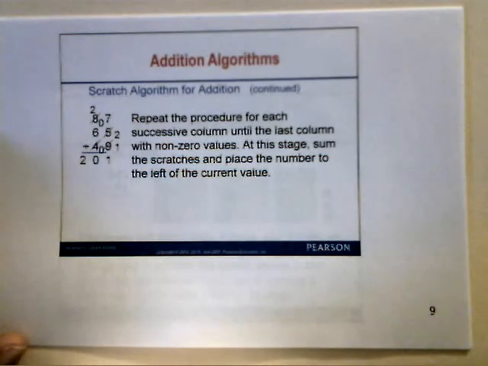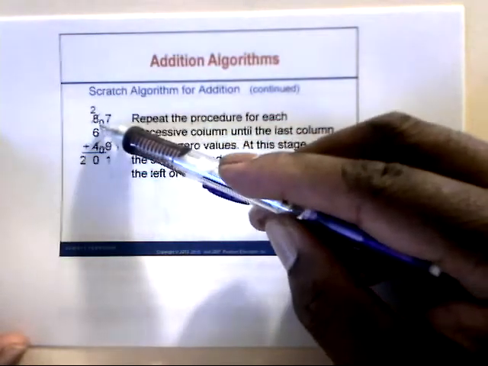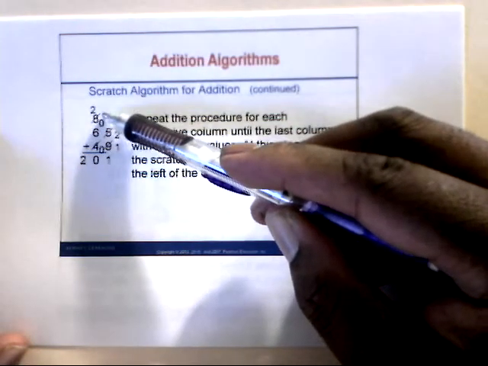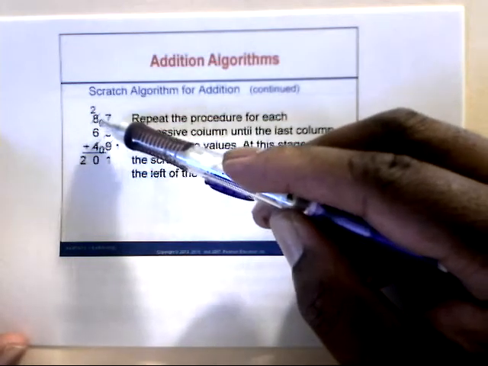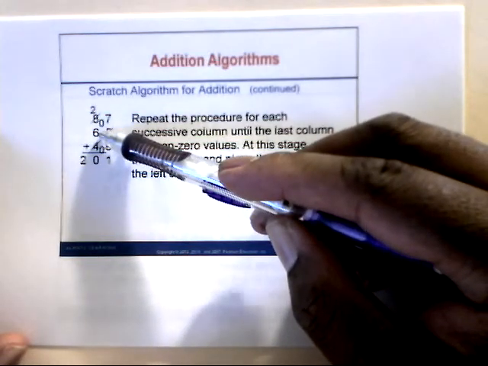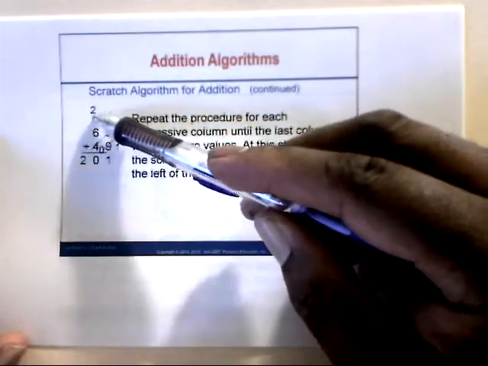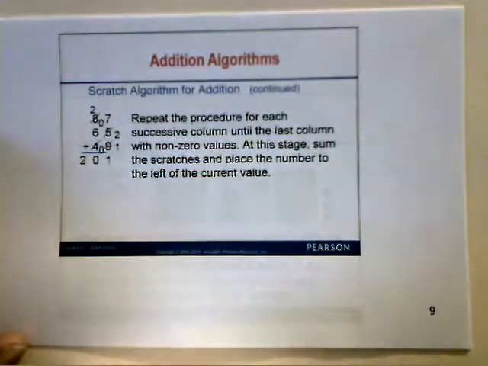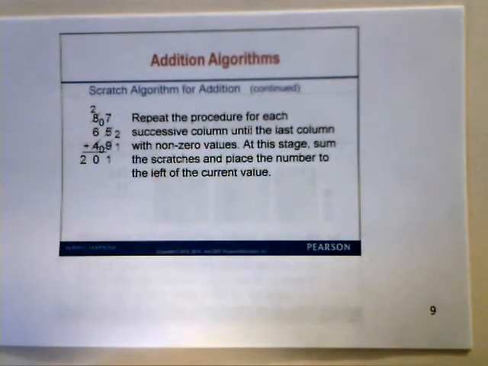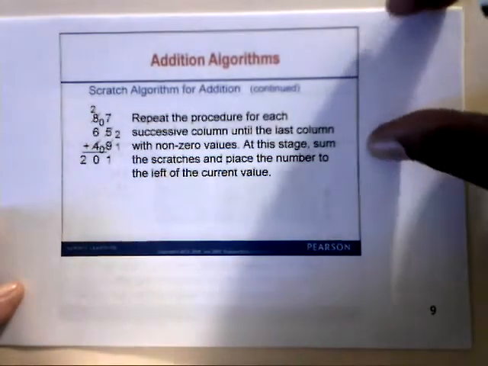At this stage, we sum the scratches up and then place the number to the left of that current value. In this case here, this 2 plus that 8 gave me 10. So we scratch the 8 and put a 0 there. 0 plus 6, that's 6. 6 plus 4 is 10. We scratch the 4, put a 0 here. Here we got 2 scratches, so that 2 will go in front of the 0. So 87 plus 65 plus 49 will give us the final answer of 201 using the scratch algorithm for addition.